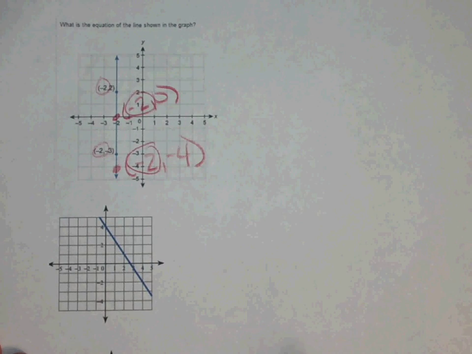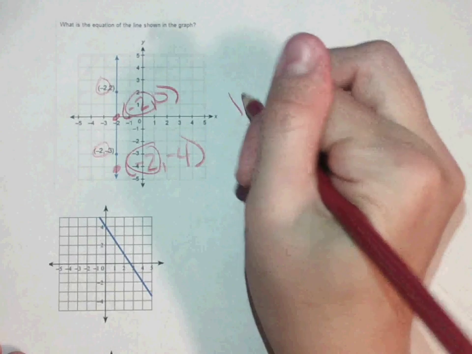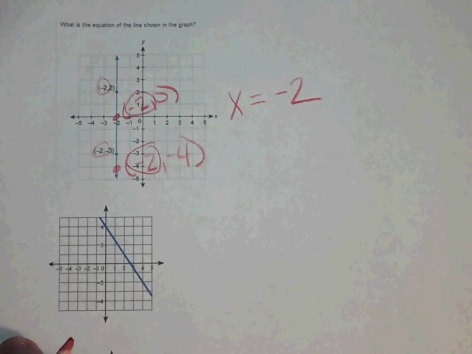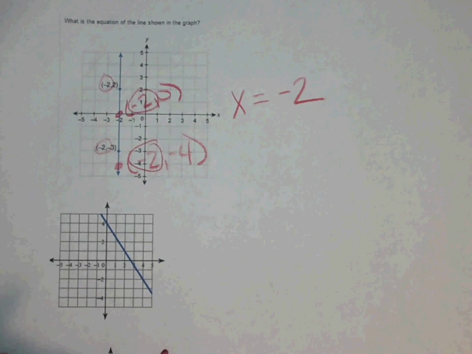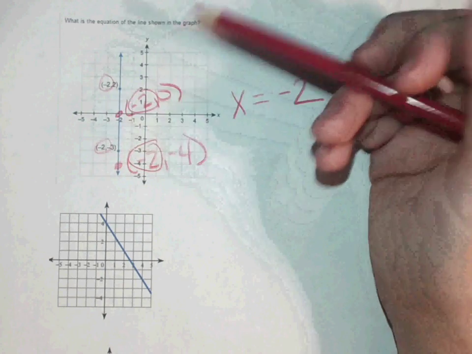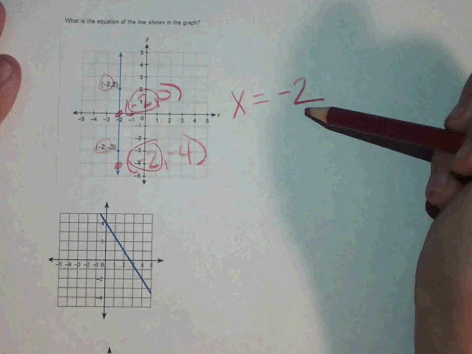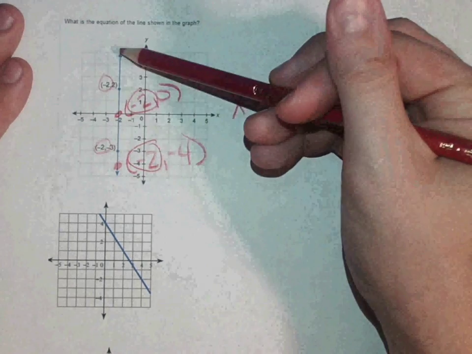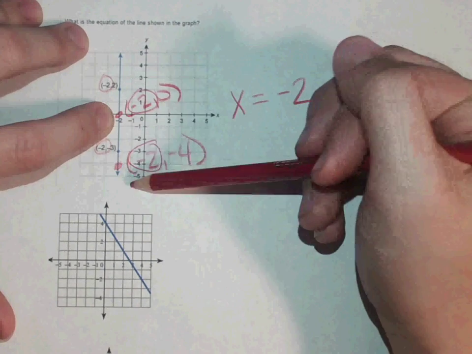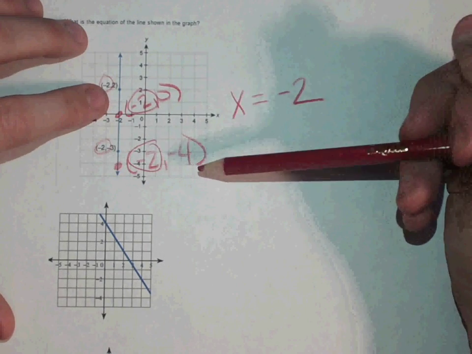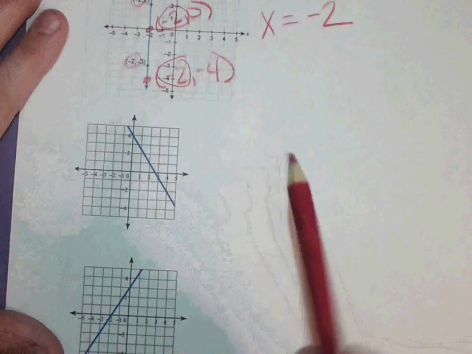Do you see this? All of these x values are the same. Every time x equals negative 2. So an undefined slope line, one that is up and down, has a slope that is undefined, is an x equals equation. So here would be negative 2 because every x value would be negative 2. If I had a line over here, it would be x equals 4, and so on.